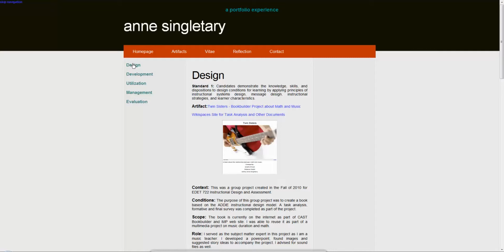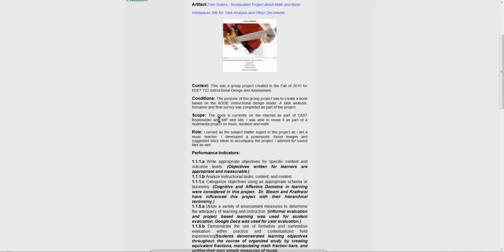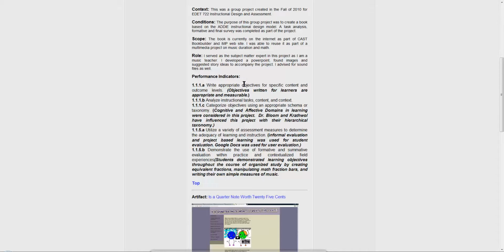The artifact I will begin with first is the design artifact. The two artifacts I have in this design element are very important to me, as I designed both of them for my students at Aiken Elementary School. It really introduced me to the understanding of why analysis of your learners is important.